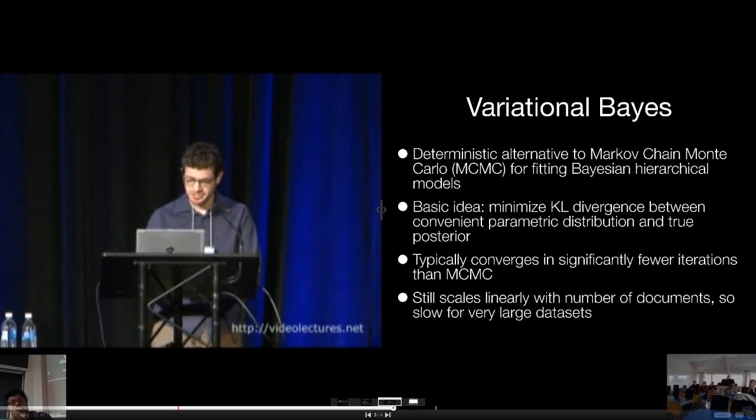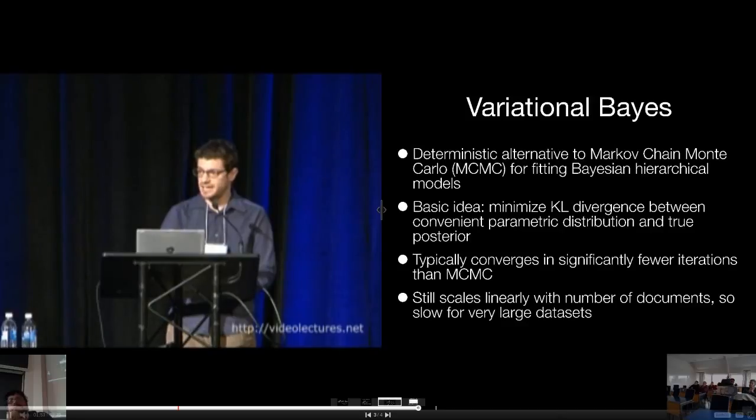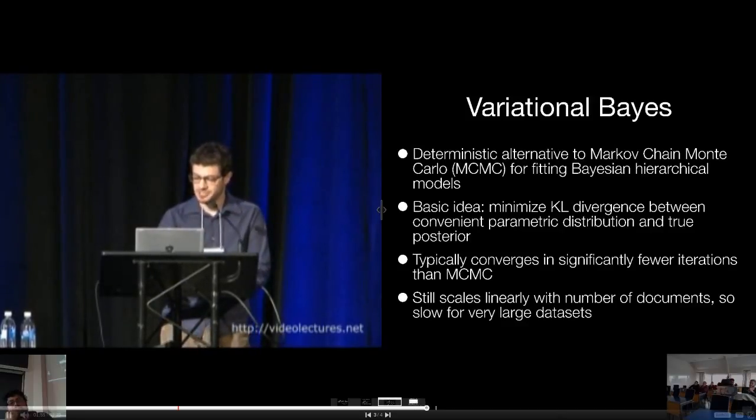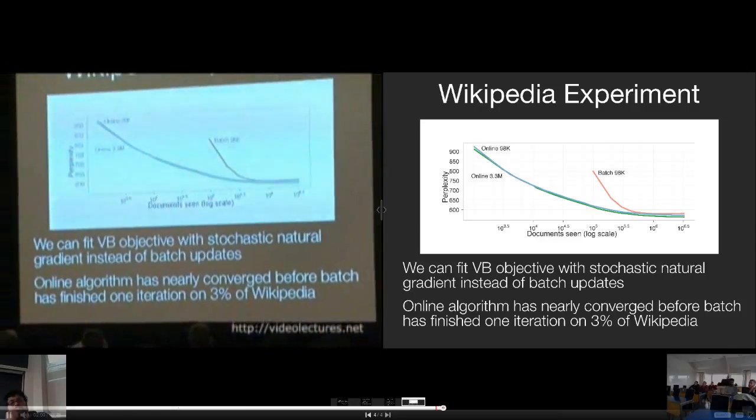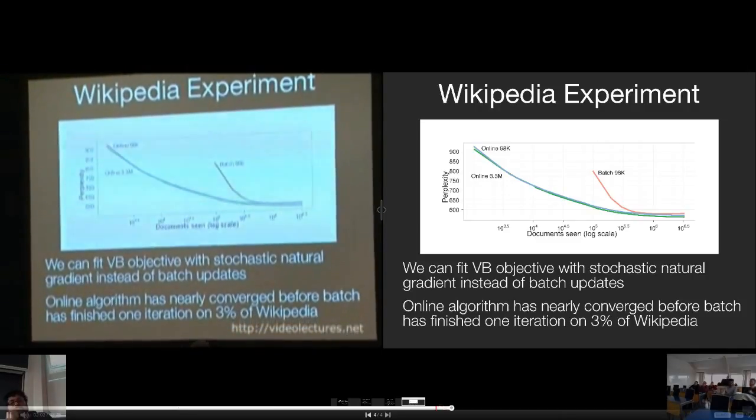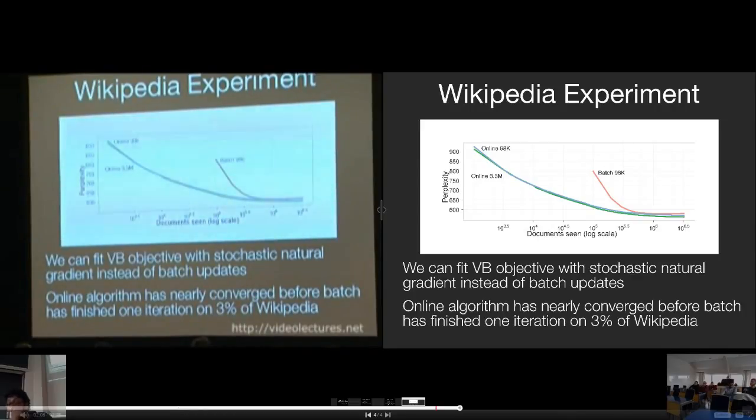And the way we do that is using a variant on the stochastic gradient method. I won't go into the details, but we can talk about it at the poster. It turns out that you can derive a very simple stochastic natural gradient algorithm for optimizing the variational objective function that only has to look at one document or a few documents at a time.